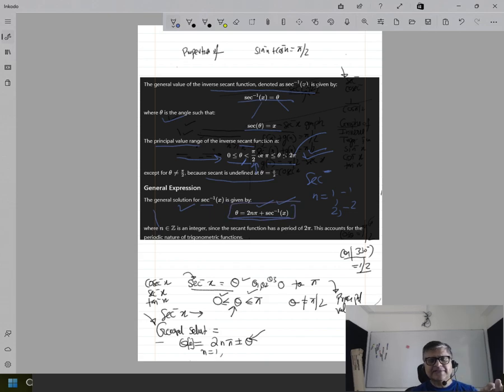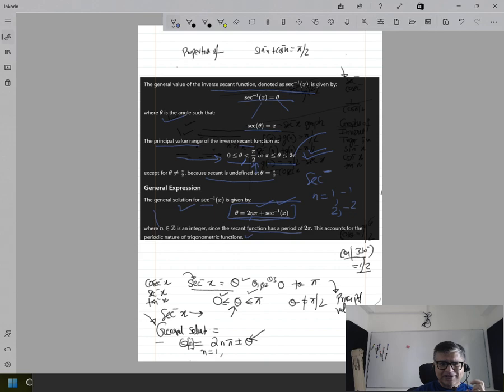Something very similar is available for cosecant. Also memorize it. Very important. Put the value of n here. You can get another value of the theta, another range, right? Also you notice it says that the secant function has a period 2 pi. This accounts for the periodic nature of trigonometry. And we know trigonometric functions, even though it is an inverse function, has periodicity 2 pi.